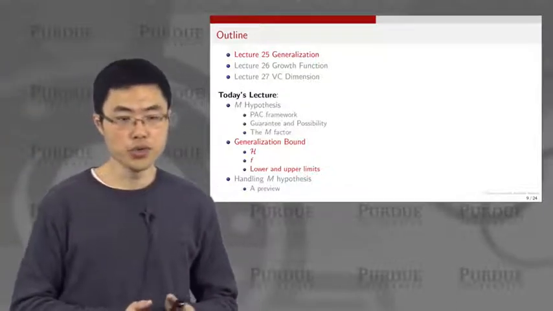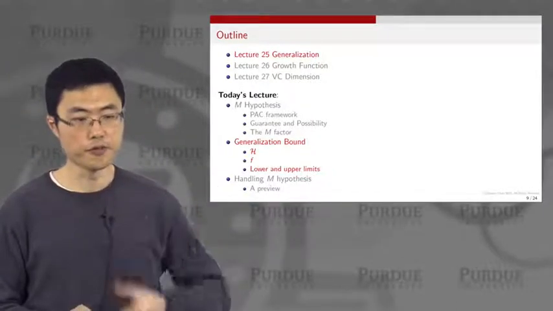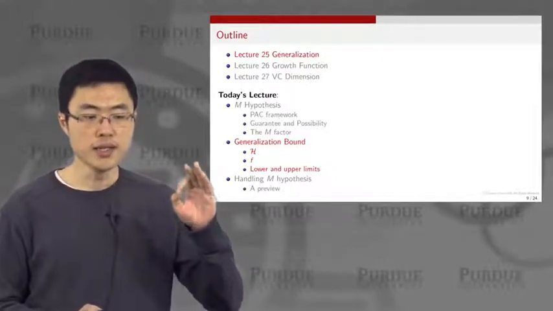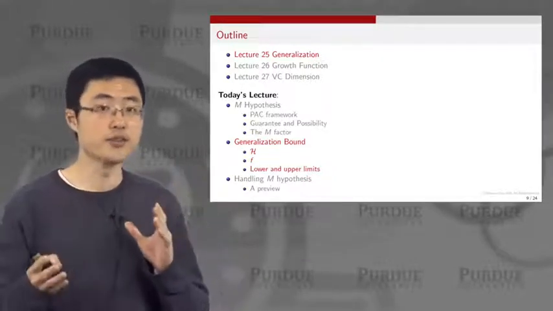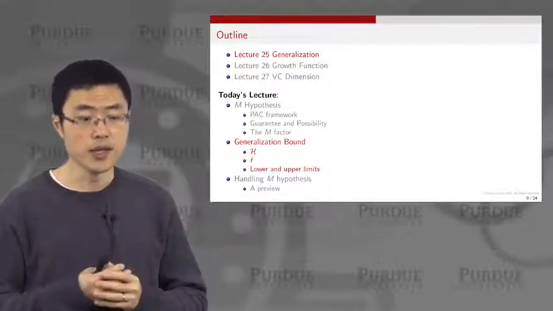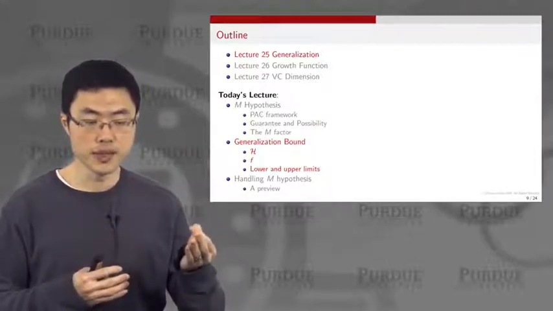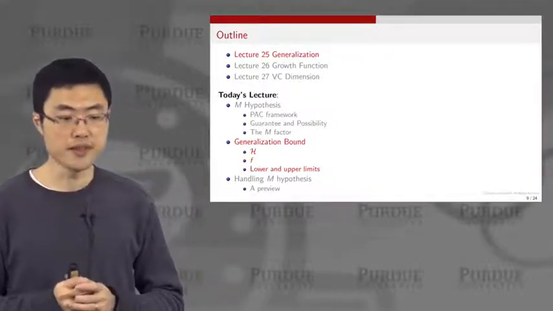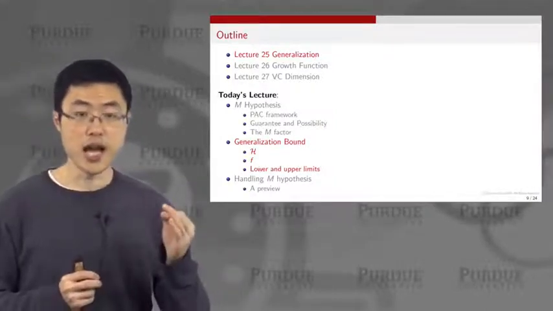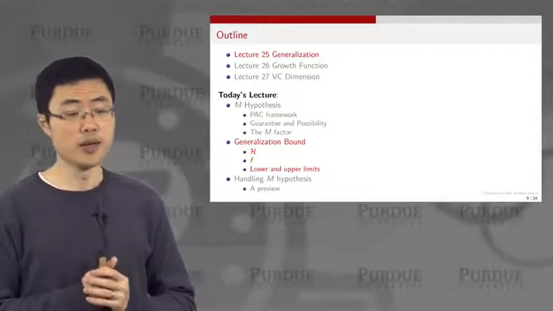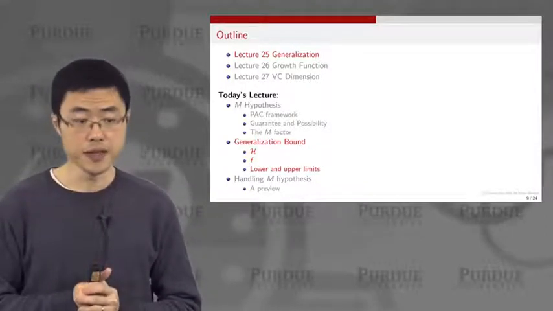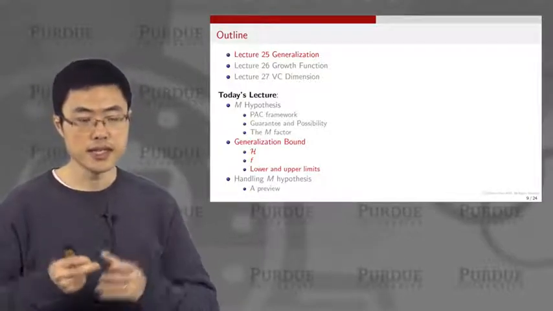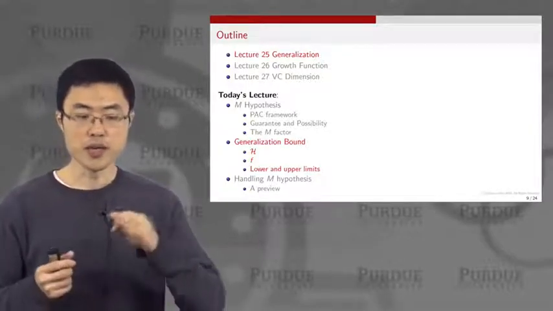Okay, so now it goes to the second and the third part of this lecture. We're trying to understand this generalization bound. We want to understand it more, with now this m factor going into the equation. So there are two specific things that we want to look at. One is the hypothesis set H. The other one would be the target function f. And then we also want to understand the upper and lower limits in this equation, which will become clear later on.